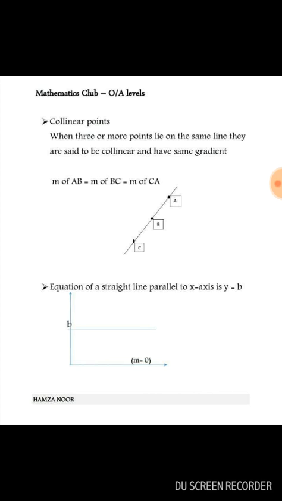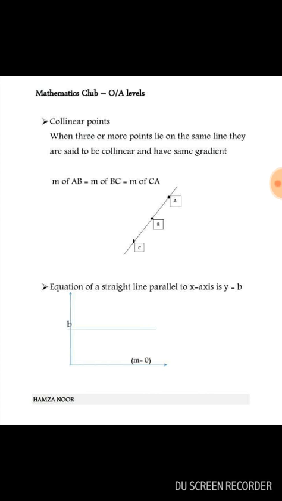Now, what are collinear points? When three or more points lie on the same line, they are said to be collinear and have the same gradient. For example, if you have a straight line which contains 3 points, let's say A, B and C, then m of AB is equal to m of BC and this is equal to m of CA. This is basically the concept of collinear points, and you need to know this basic concept because there are some particular questions that you may be asked in your exams and you have to apply this concept there.